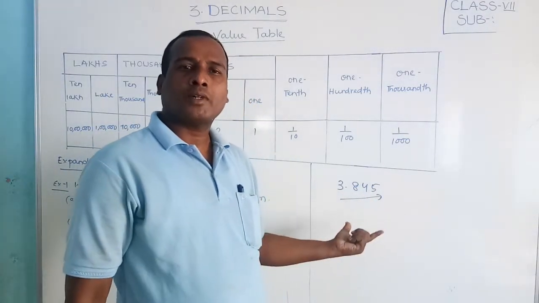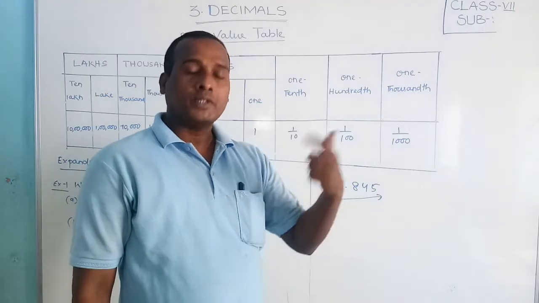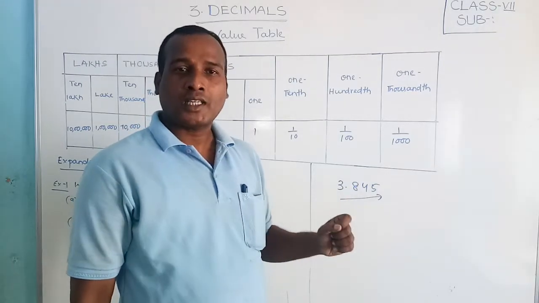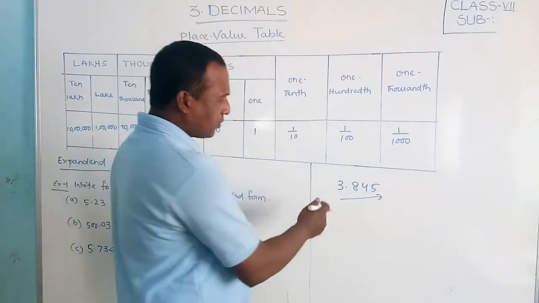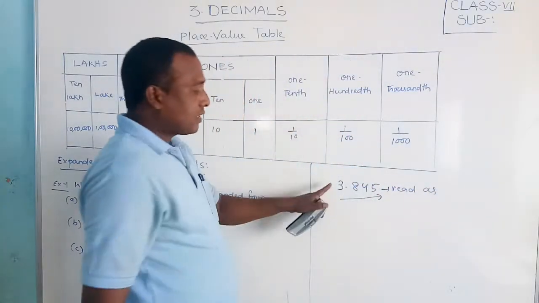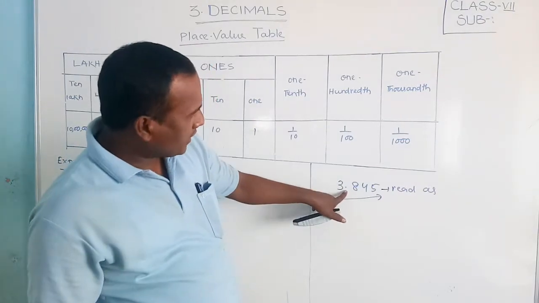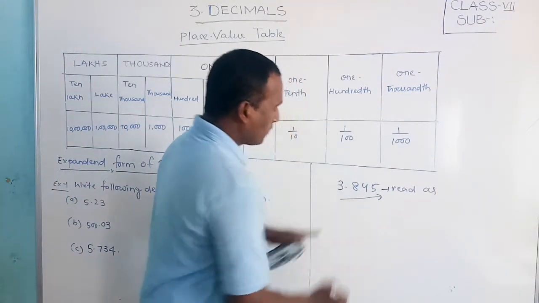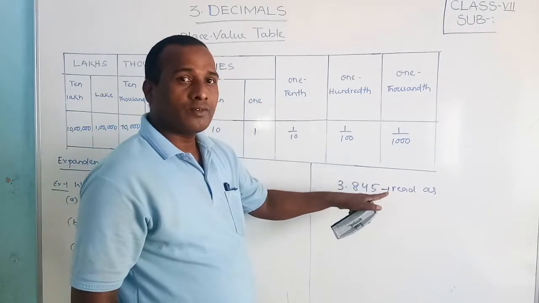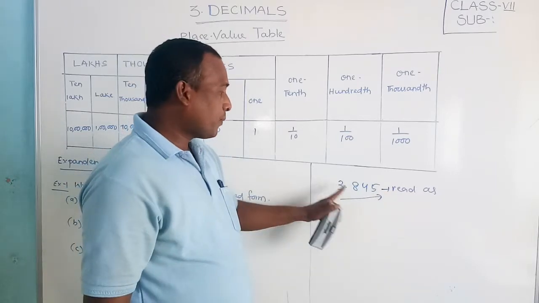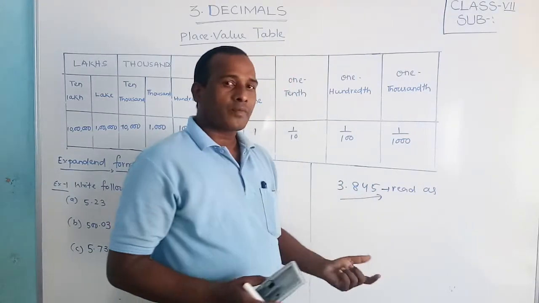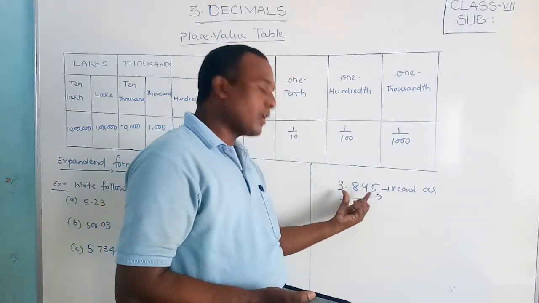So how should you read this number? You already learned that in the previous classes. What is the number, and how should we read it? We read this as 3 point 8, 4, 5. You should not read it as 3.845 together. So how to read it? While you are writing a decimal number, how do you read it?